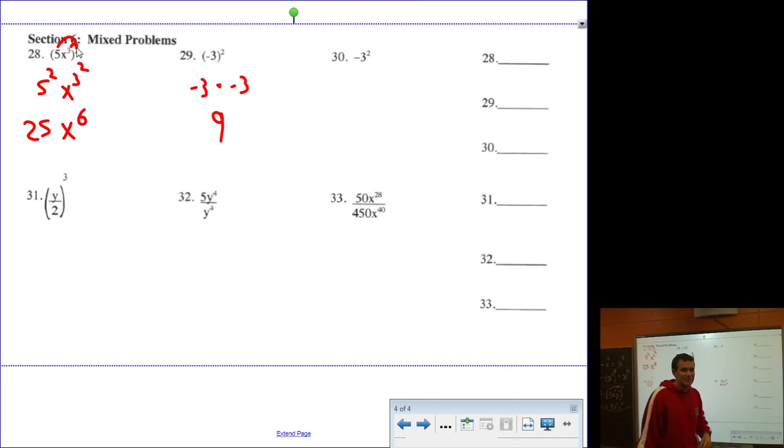However, this negative 3 to the 2nd is different, right? This negative 3 does not have parentheses on it, which means I do the exponent first and the minus sign second. So this would be 3 times 3, which is 9, then put the minus sign on. Negative 9 is my answer.